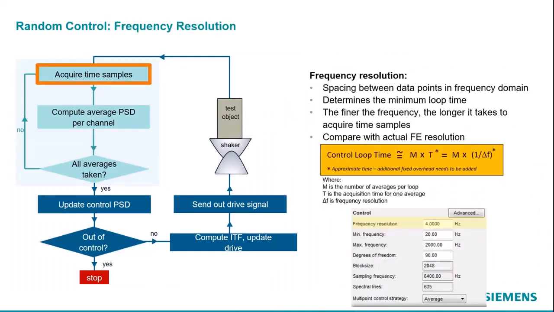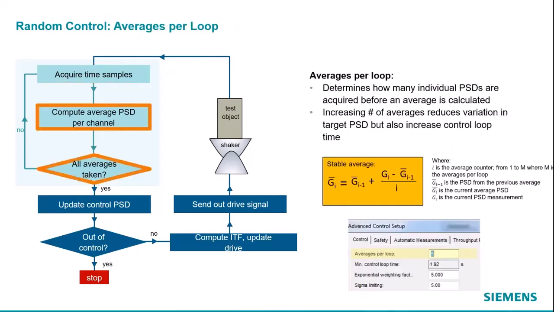Then we have another parameter that is part of the parameter settings, the frequency resolution, and this has a strong influence on the loop time. We have to have at least 1 over delta F. That's going to be the time for one single average, and then we have a number of averages, and so that's going to dictate our control loop time approximately. That's the minimum, but there's going to be some extra fixed overhead that contributes to that averaging time too.